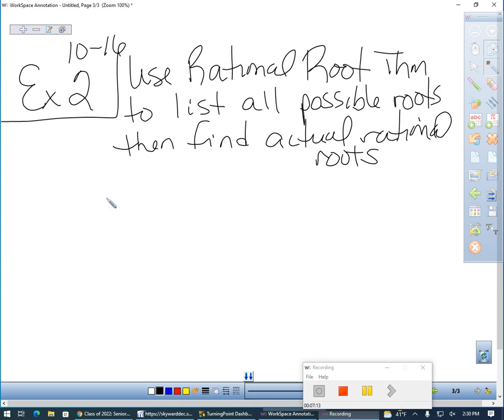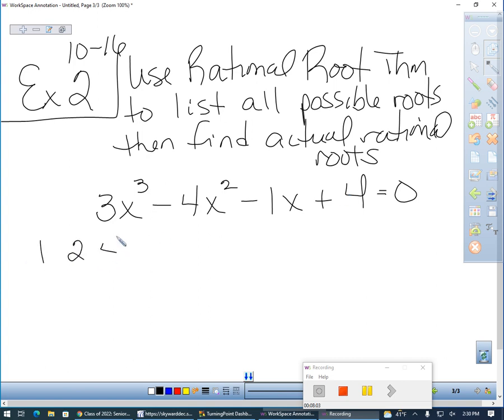Let's say I have 3x to the third minus 4x squared minus 1x plus 4 equals 0. Okay? So first we start by finding all our possible. So we take the last number, all the factors of 4, which are 1, 2, and 4. And we divide by all the factors of the first number, which is 3, which is 1 and 3. Are we clear on that part?